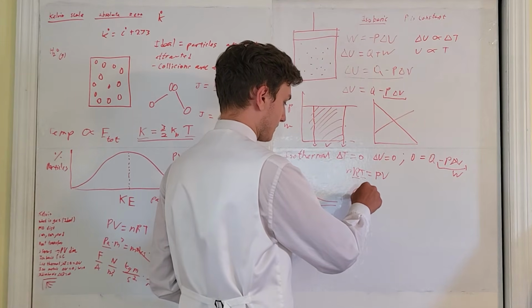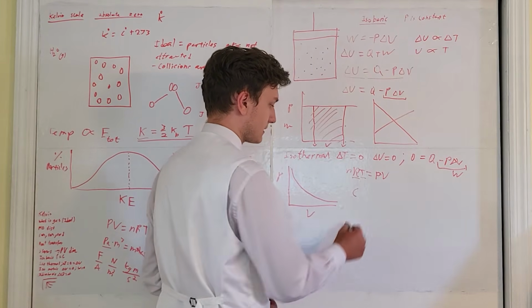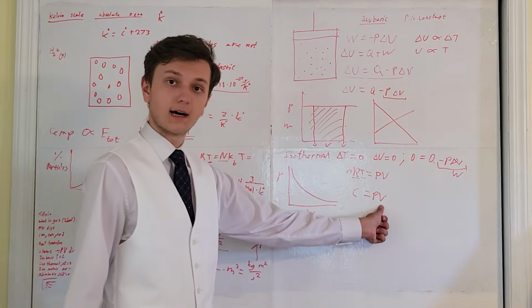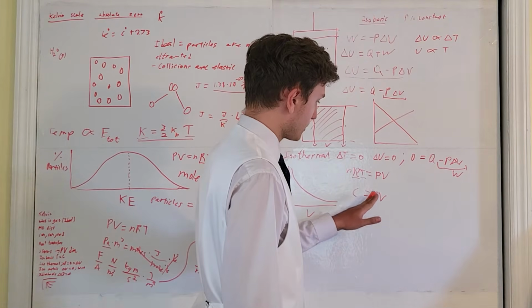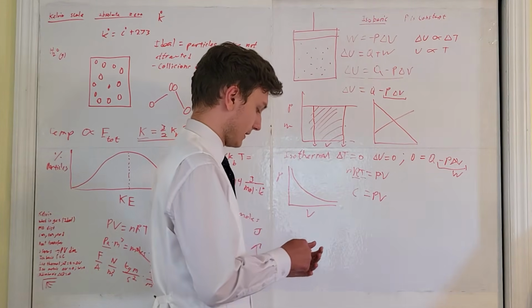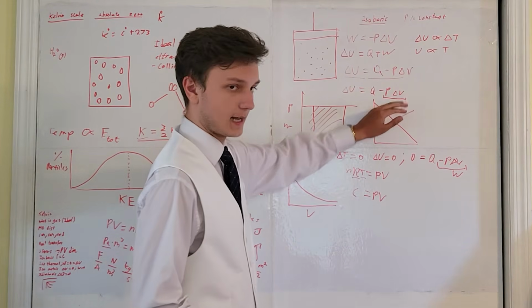Therefore, we can say that some constant value, C, which is the product of 3 constants, is equal to PV. Therefore, PV is constant. This equation is pressure times volume, where this equation is pressure times change in volume. Okay? So even though this might remain constant, this doesn't have to.